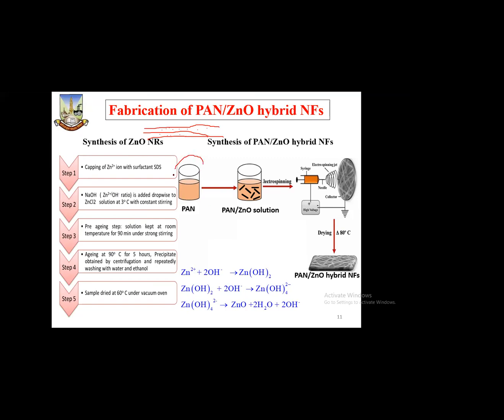You should prepare the solution of PAN, then prepare the solution of zinc oxide nanorods, then mix both solutions together and put into the syringe, and apply the pressure. Allow the solution to pass at 1 ml per hour at 20 kilovolt, keeping the distance between the tip and the collector plate 20 centimeter. Once the fiber is drawn, dry it at 80 degrees centigrade. You will get PAN zinc oxide hybrid nanofiber.